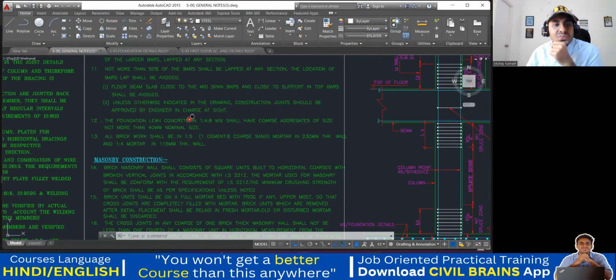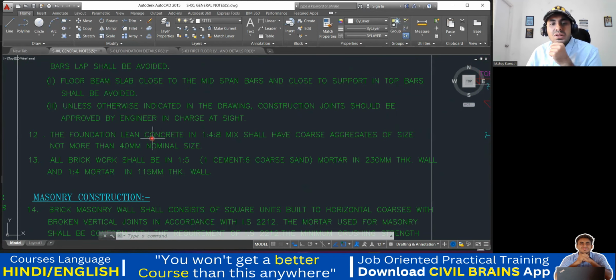Now, the foundation that is lean concrete in 1:4:8 mix shall have a coarse aggregate of size not more than 40 mm nominal size. That means wherever you're putting this PCC, that is called plain cement concrete. So plain cement concrete is also called lean concrete. Why is it called lean concrete? Because in PCC, usually your aggregate size will be up to 40 mm.